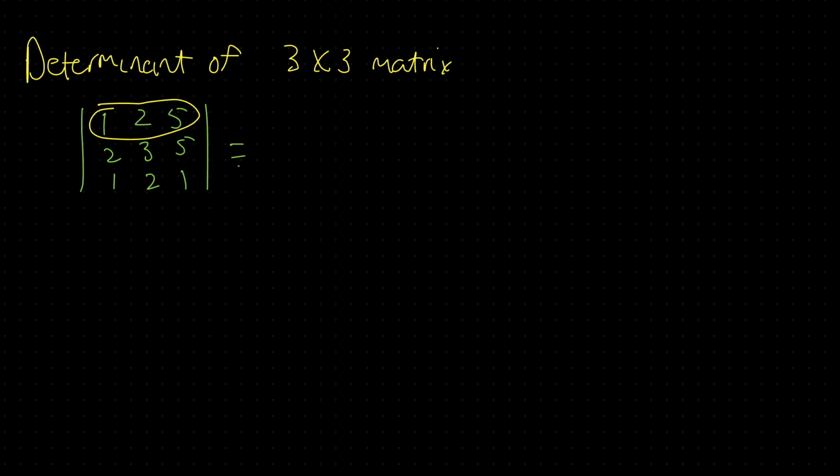So let's look at the first item, which is 1. We can write down positive 1, and then we can write the cofactor of 1. To get the cofactor, we basically take all the items that are not part of this row or the column which is part of this element that we're looking at. So the remaining items are 3, 5, 2, 1.